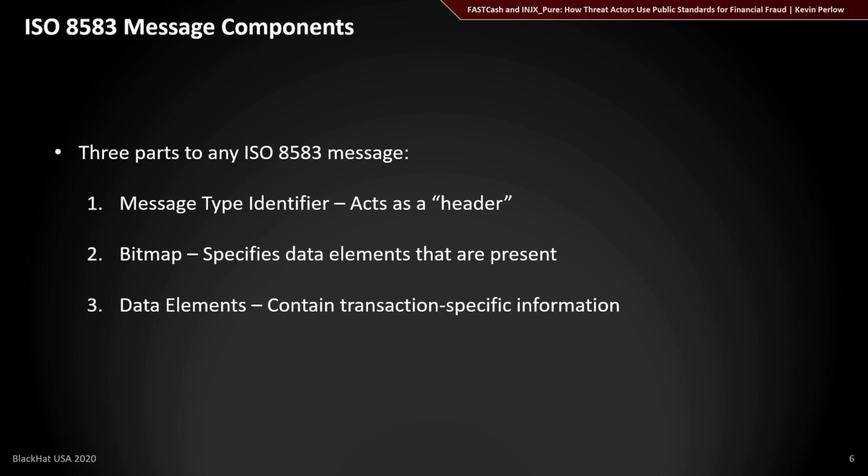And so the purpose behind items 2 and 3 there is that there are over 100 different options, such as the primary account number, the transaction date and time, and all sorts of other data that can be tied to one of these transactions. You don't necessarily want to transmit all of these because most transactions don't use all of these fields. The bitmap is just there to specify which ones are there for the payment switch to look at.